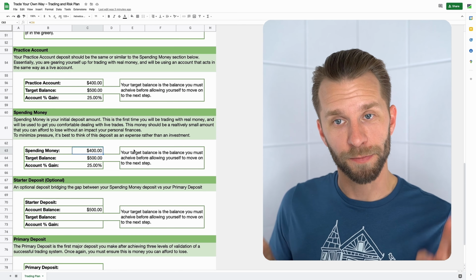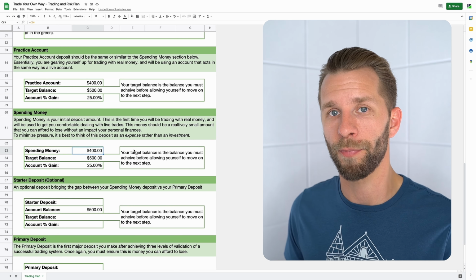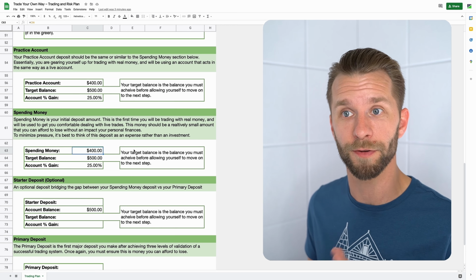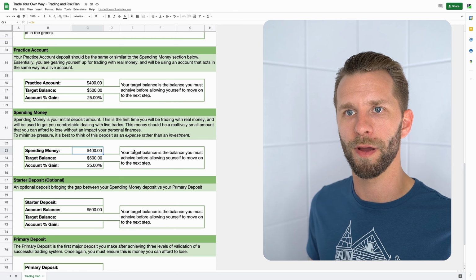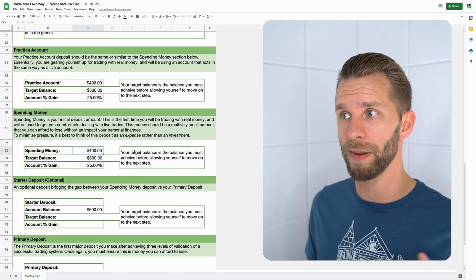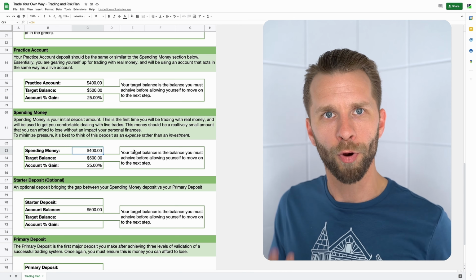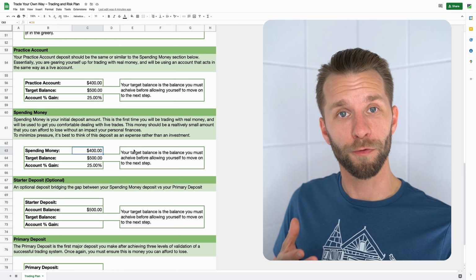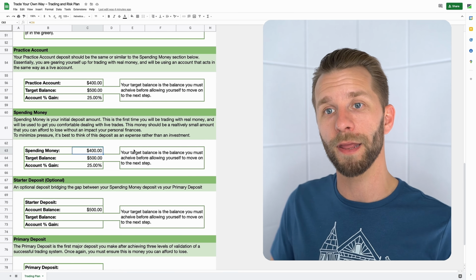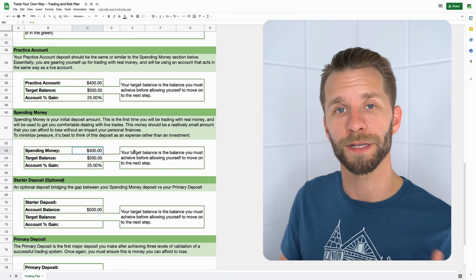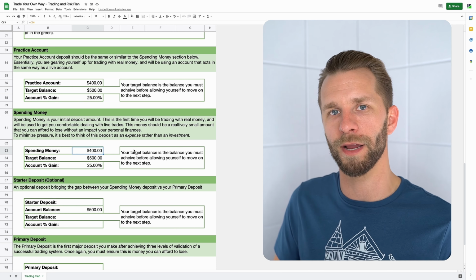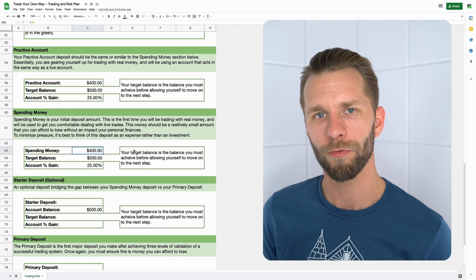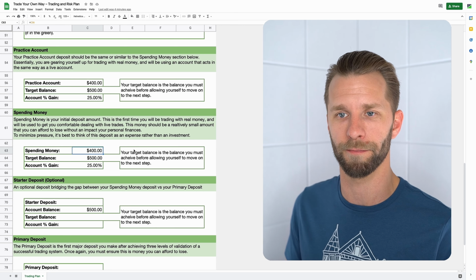So the reason I want the spending money deposit balance to be the same as the practice account is that you've got so used to dealing with the $400 value and gradually getting it up to $500. If we went from a $400 and $500 account to immediately a $10,000 account, you'd probably be pretty overwhelmed and stressed. So the only difference between these two first stages will be that one of them is with fake money and one of them is real money. You're dealing with the same amount of money, so the type of trades and the returns you're getting on them should feel natural, should feel comfortable, and will get you completely comfortable with risking your own money.